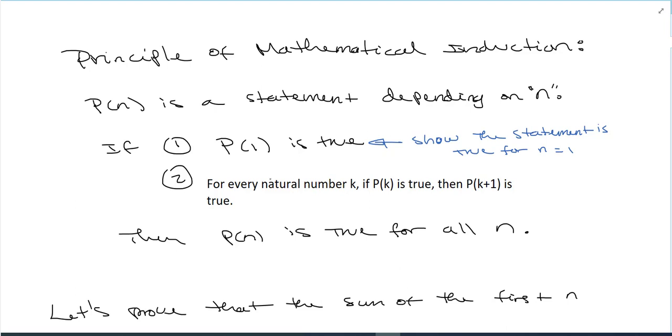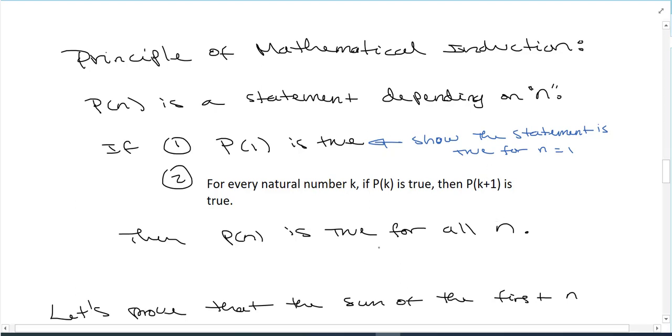So if those two conditions are true, then we can say the statement is true for all n. What this is saying is if it's true for 1, we can continue. If you say it's true for, say, 25, then it's going to be true for 26. If it's true for 257, it's true for 258. If it's true for 2000, it's true for 2001. And if you keep making those conclusions, then we can say it's true for all n, all the way to infinity.